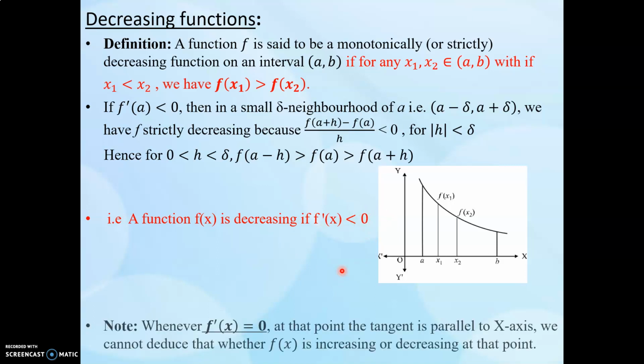We'll start solving questions now. Whenever f dash x equal to 0, at that point the tangent is parallel to the x-axis. So the tangent is parallel to the x-axis and we cannot conclude whether f of x is increasing or decreasing at that point. We cannot find whether f of x1 is less than or greater than f of x2, so it is difficult. So that case we are not considering for increasing and decreasing function.